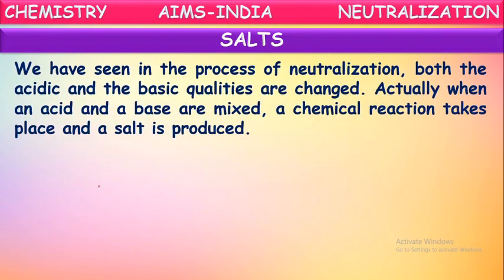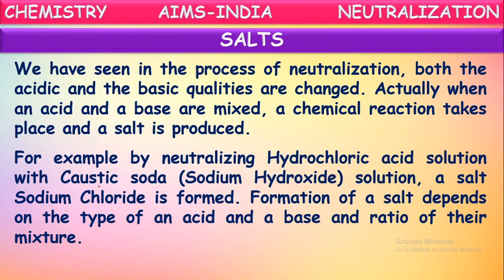Let us see here. We have seen in the process of neutralization, both acidic and basic qualities are changed. Actually, when acid and base are mixed with each other, a chemical reaction takes place and a salt is produced along with water. For example, by neutralizing hydrochloric acid solution with caustic soda, the salt sodium chloride is formed. So the formation of a salt depends on the type of acid and base and the ratio of their mixture.